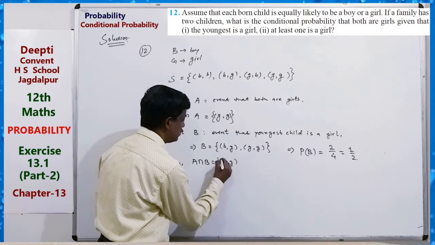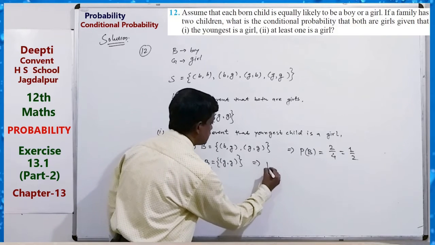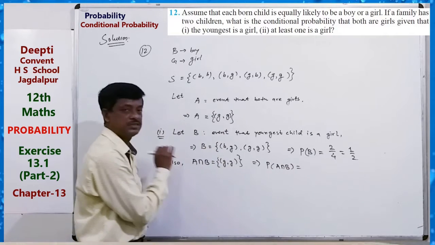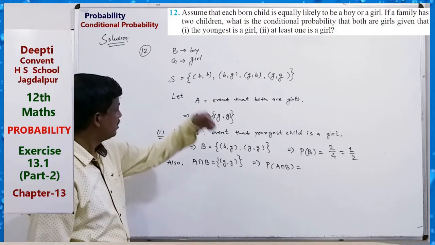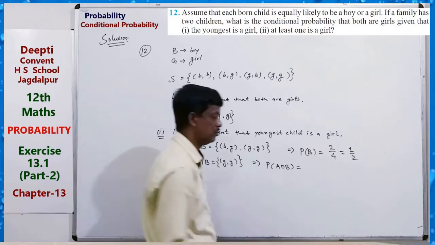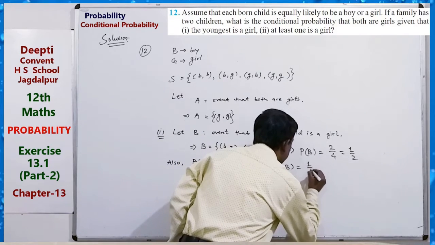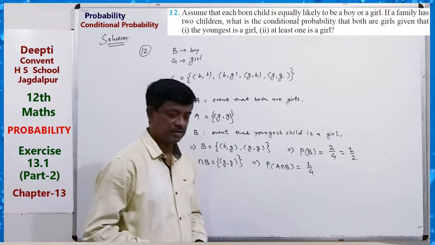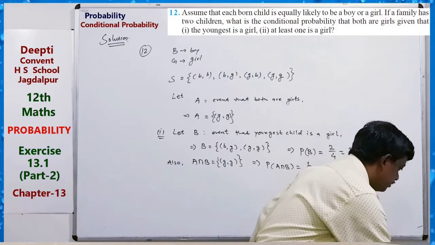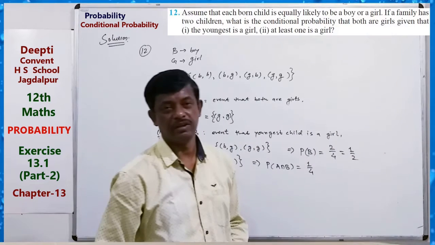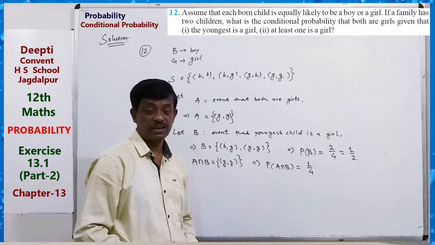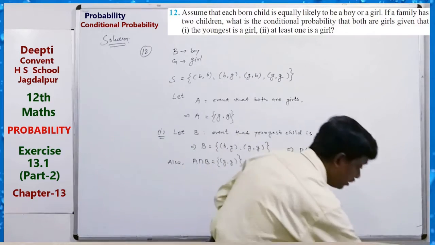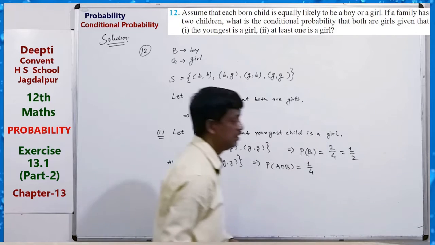GG. This gives P(A intersection B), the probability of A intersection B, which is 1 by 4. Thus, the probability of what? The conditional probability of both the children being girls, given that the youngest child is a girl.